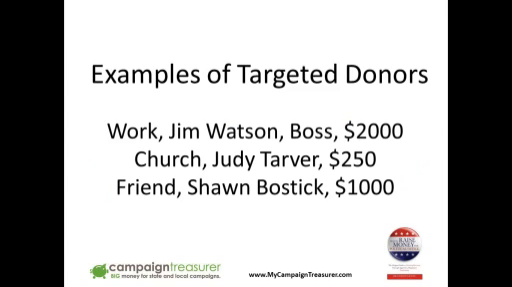Examples of target donors: maybe you've got Jim Watson, who's your boss, and he'll give you $2,000. The lady that goes to church, plays the organ, she'll give you $250, and you've got a friend you're going to hit up for $1,000. Once you look at these and average them out, that's about $2,250, and you divide that by 3. That means your average donor should probably give you somewhere around $600.